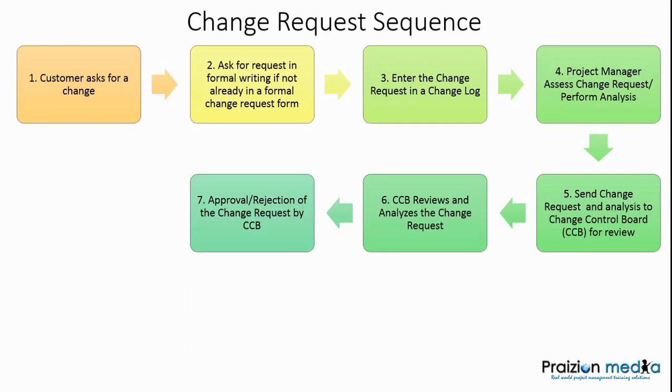Takes us to step 7, the actual approval or the rejection by the change control board. At that point, the project manager should record the outcome of the CCB's review in the change log. Has it been approved or rejected? Or is it in pending status or on hold?